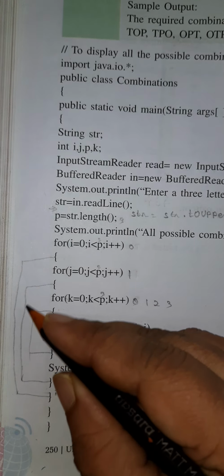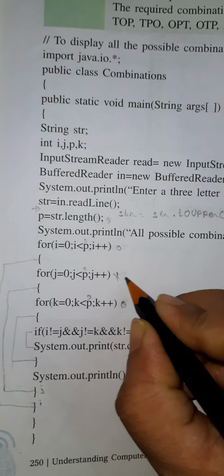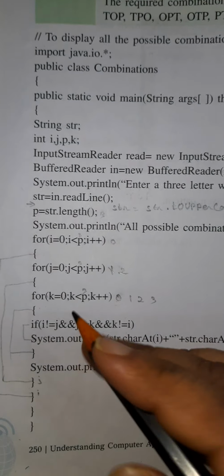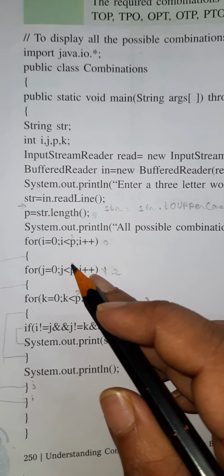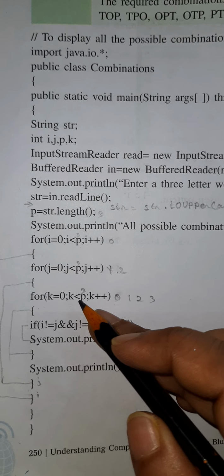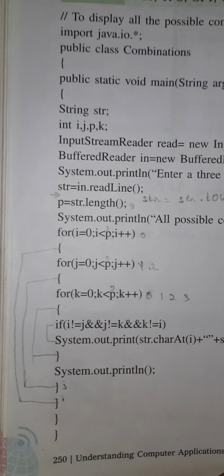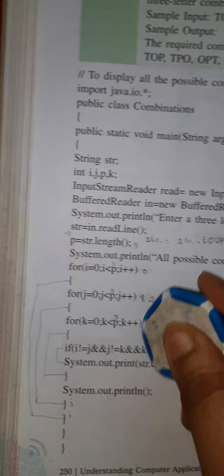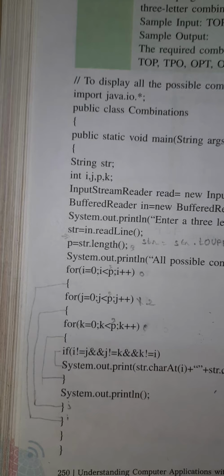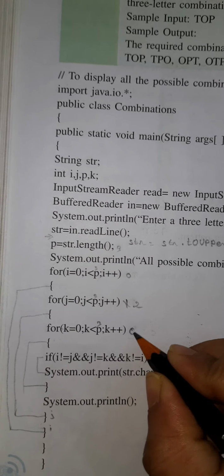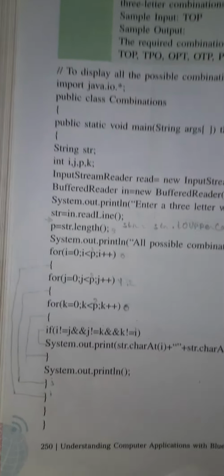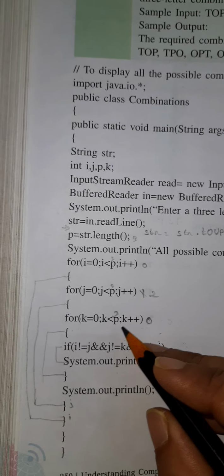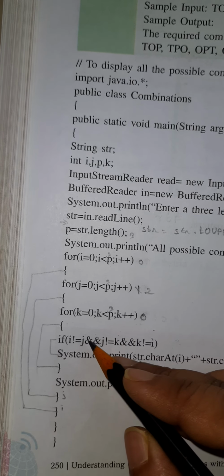It will come to the J. Now J value is 2. 2 is less than 3, so the condition is true. So it will come to this part. Here again it is going to start from 0. So again K is 0. So it will come here.